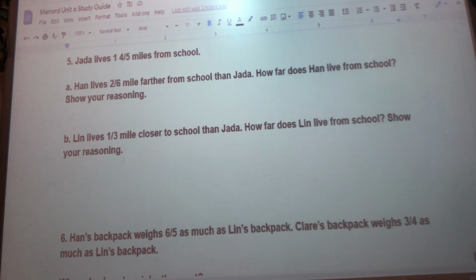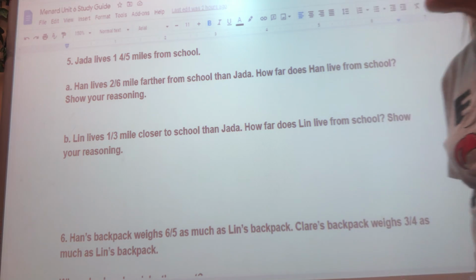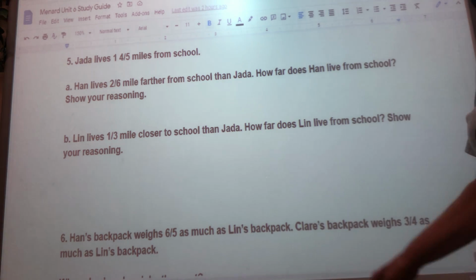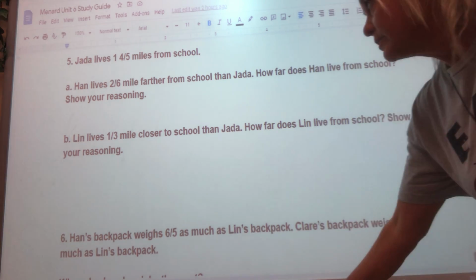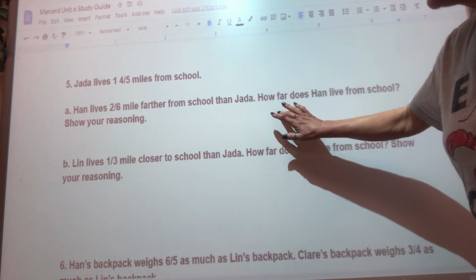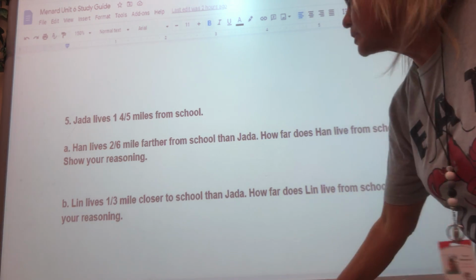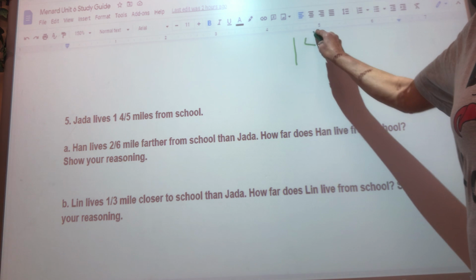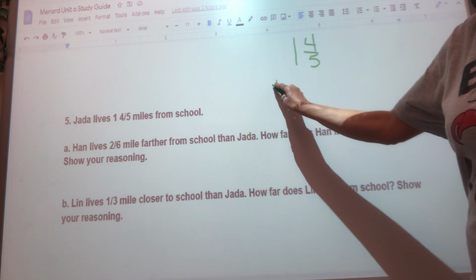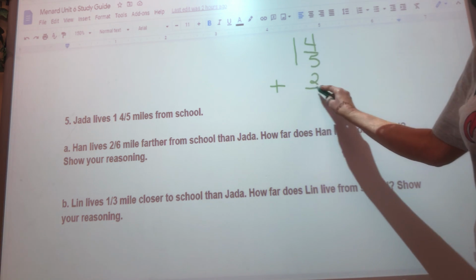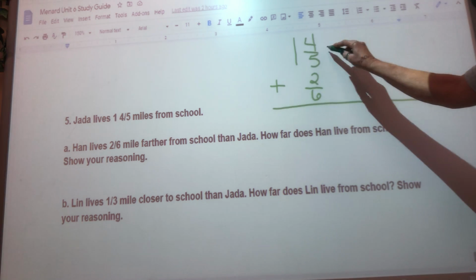All right, Jada lives 1 4/5 miles from school. Han lives 2 6/10 miles farther from school than Jada. How far does Han live from school? What should I be doing with these numbers? Adding them, because if he lives farther, then that means more. So let me move it down just a little so I can do my math up here. 1 4/5 plus 2 6/10. Common denominator: 30.